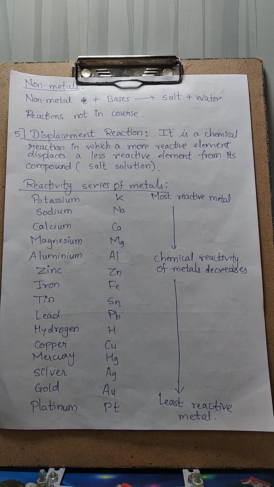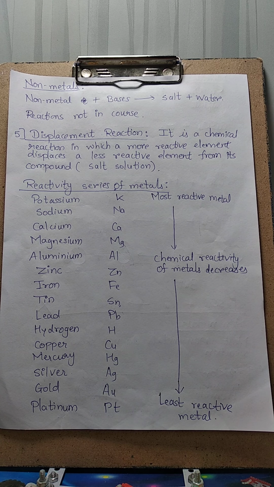Hello everyone. This is chapter 1, Chemical Reactions and Equations for class 10. We are discussing the types of reactions. We have finished with combination and decomposition reactions. In this part, we will see displacement and double displacement reactions.